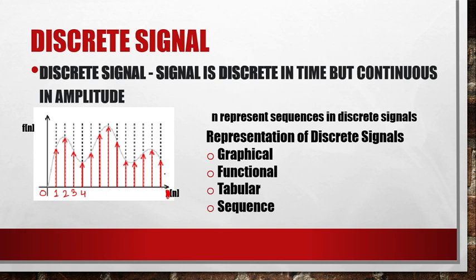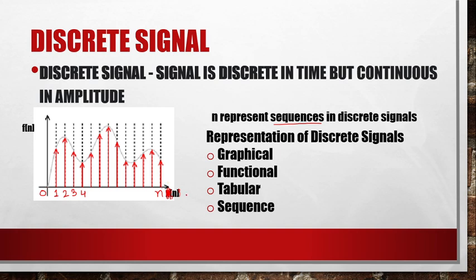We can represent the discrete signal in many forms. What I have drawn here is called graphical representation, where the x-axis gives you the sequence, n. What is n? n is nothing but the sequence index. n starts from 0, 1, 2, 3, 4, and can be any number of samples. It will obviously be a whole number.